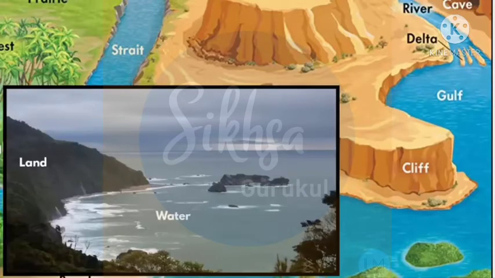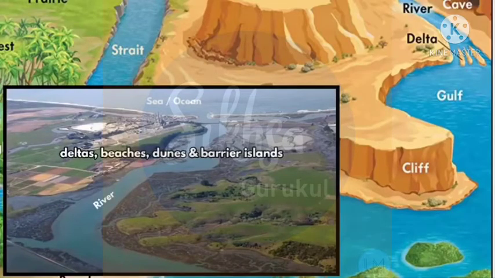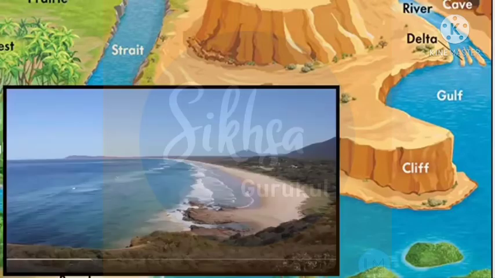It is a boundary where land meets water. It is also called as coastline. Waves, tides and currents help create coastlines. Even rivers, when they meet the sea or ocean, bring large amount of sediment that gets deposited near the mouth of a sea or ocean, where it naturally forms deltas, beaches, dunes and barrier islands.